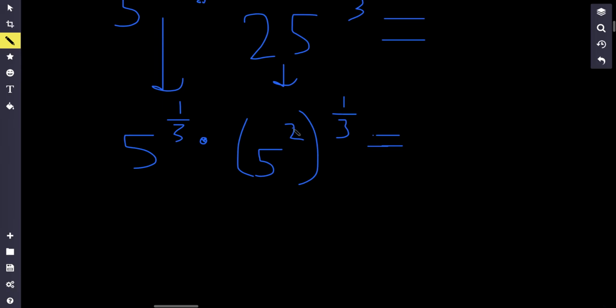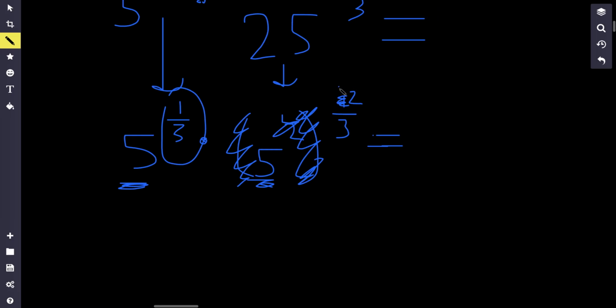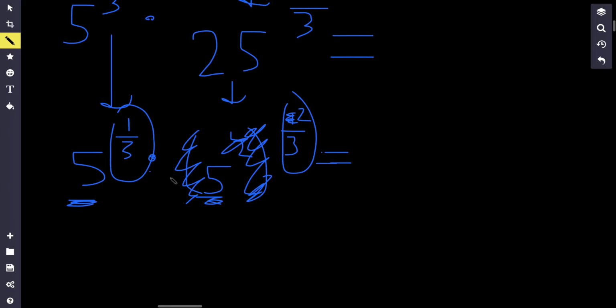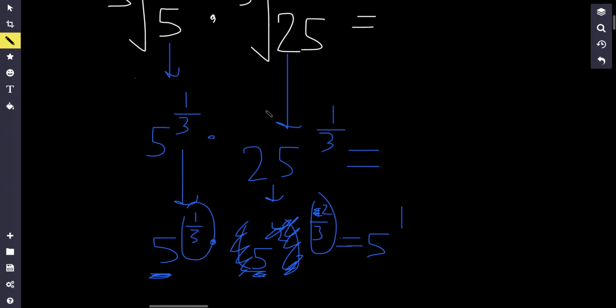So remember, power to power in this parentheses form, multiply the exponents. So this is going to be equal to 5 to the 2/3 power. Same base. So what you do is you add up the exponents when you're multiplying these two things together. So you're just going to have 5 to the 1/3 plus 2/3, which is just 1. All right. Determine this algebraically.